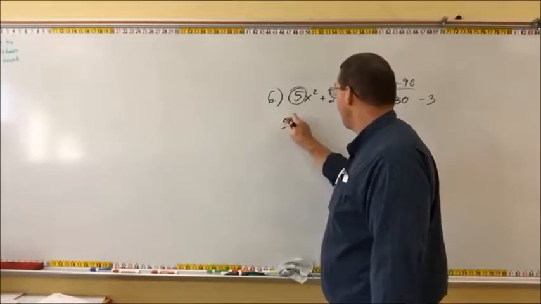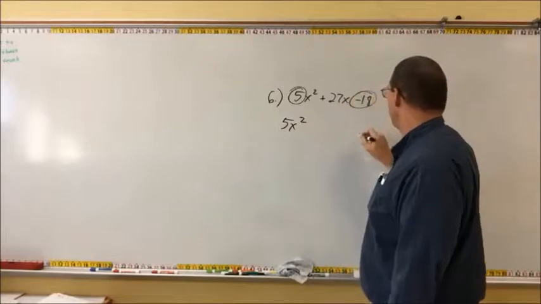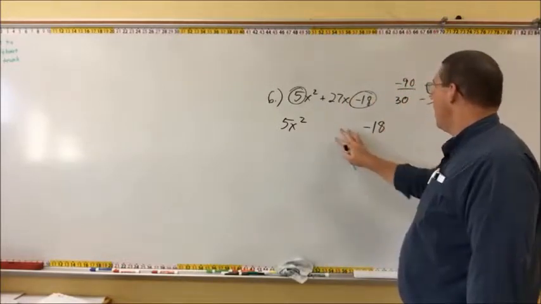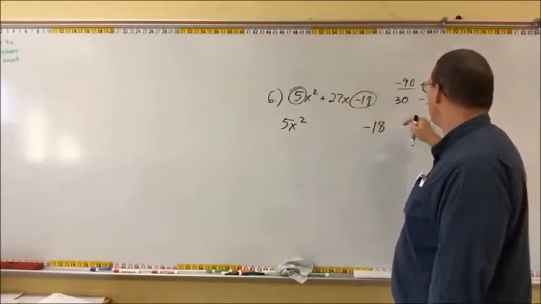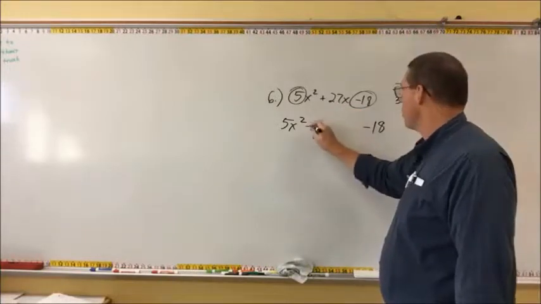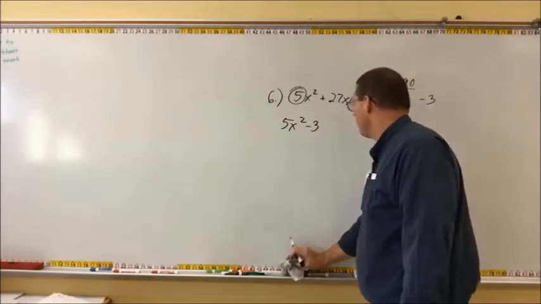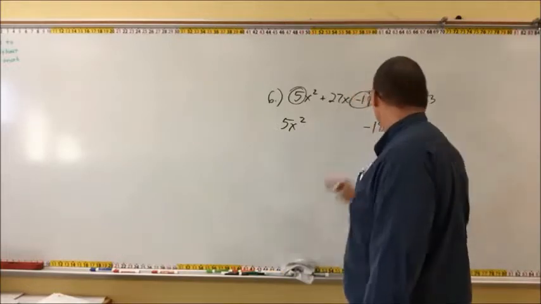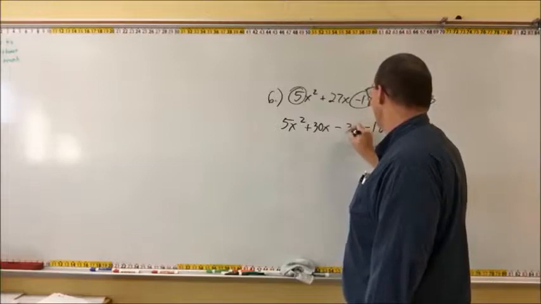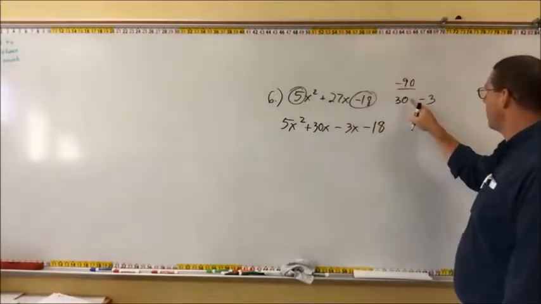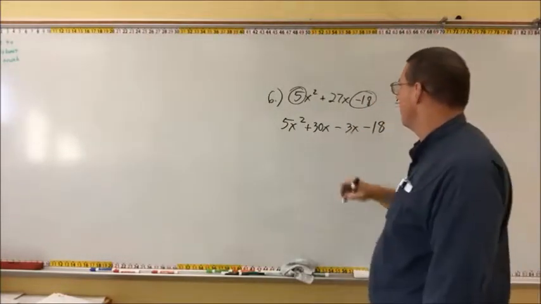So I'm going to break this out. I'm going to leave this as 5x squared. I'm going to leave this as negative 18. And in the middle, instead of plus 27x, I'm going to put minus 3x. Well, let's do it as plus 30x. It doesn't matter what order you put it in, but you got to give each one of these an x. You got to put an x on here and an x on here and put them in the middle.